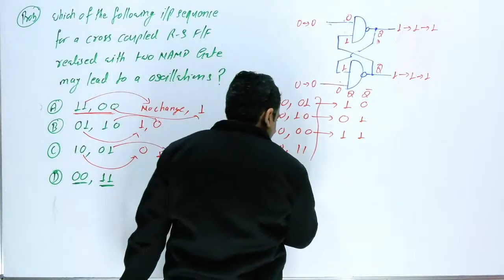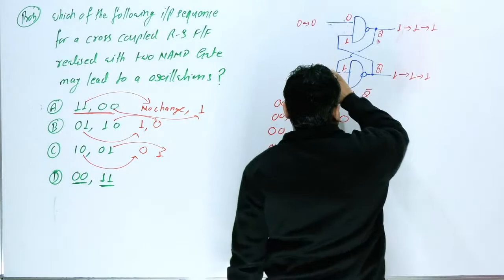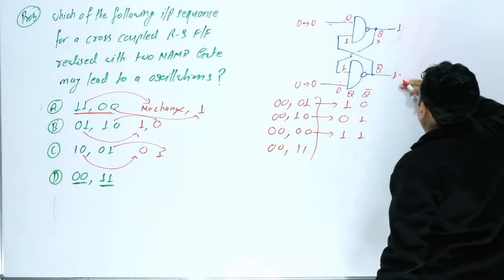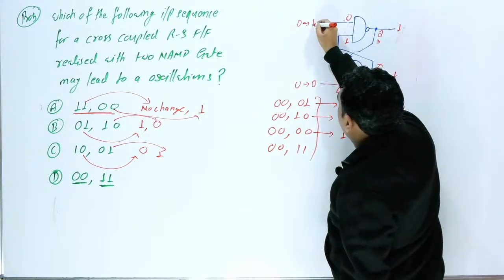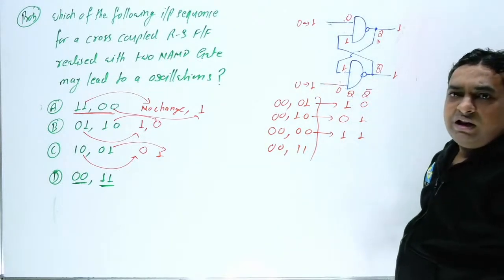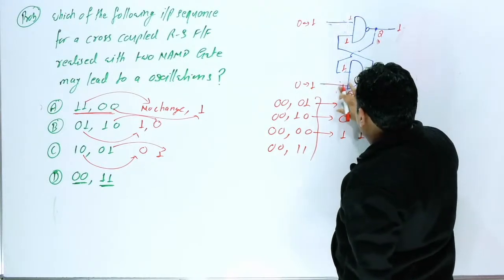Now come to the last point. So already we have discussed, if initially this is 0, 0, this output will be 1, 1. So this one will rise to here, this one will rise to here. Now if you change this to 1 and 1, then what will happen? This one will come to here and this one will come to here.